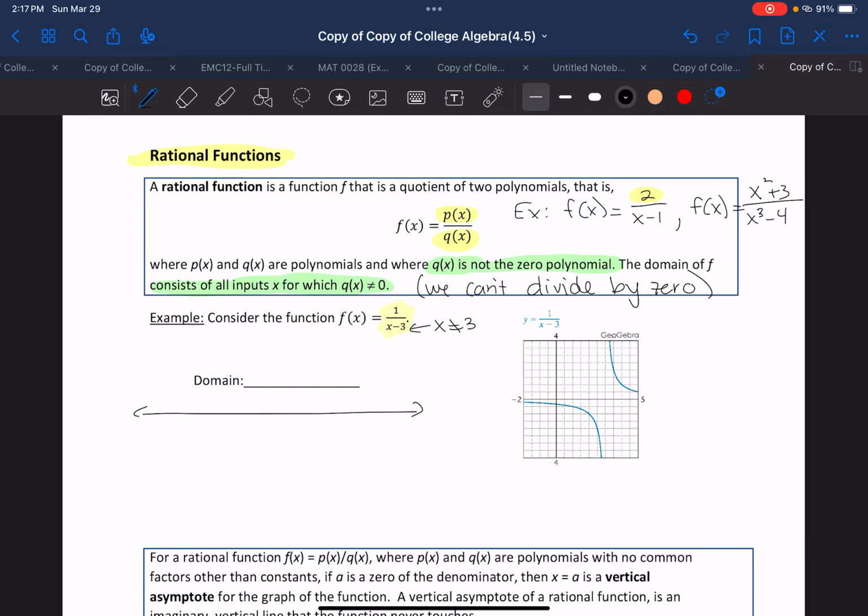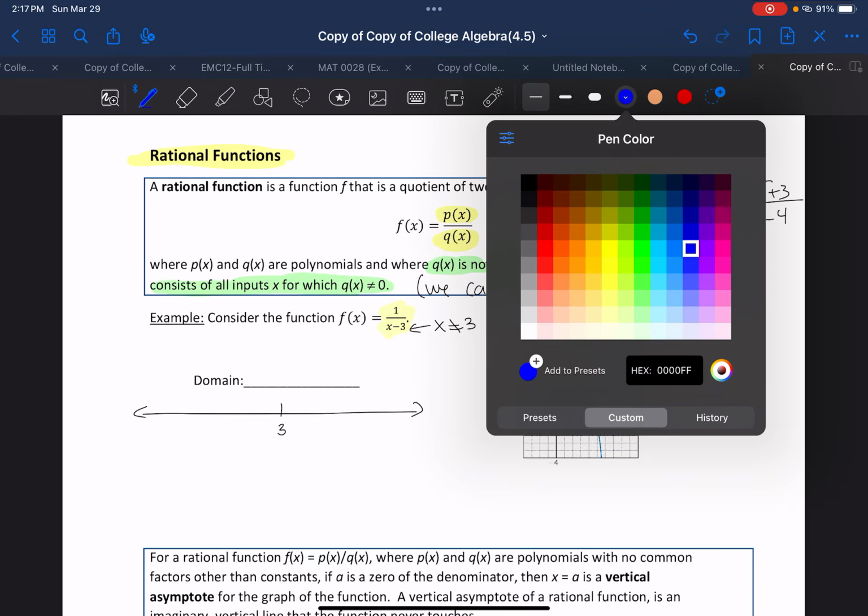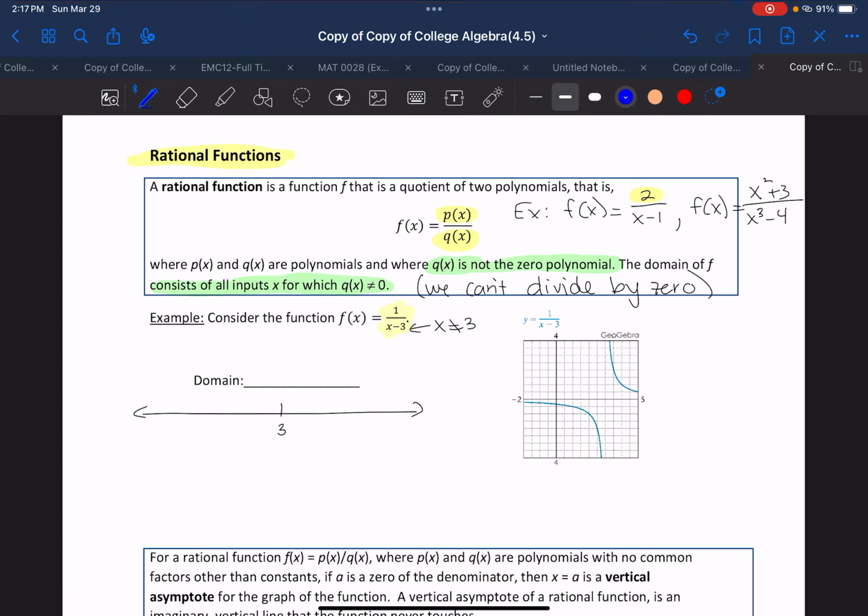So on a number line, if I plotted the number 3 and I shaded what x can be for this function, of course, there would be an open circle at 3 because it cannot equal 3. And then I would shade everything else because x can be literally anything else. It doesn't matter. The only thing that is bad is when that denominator is equal to 0. And that would be when x is 3. So any other number would be fair game for that domain.